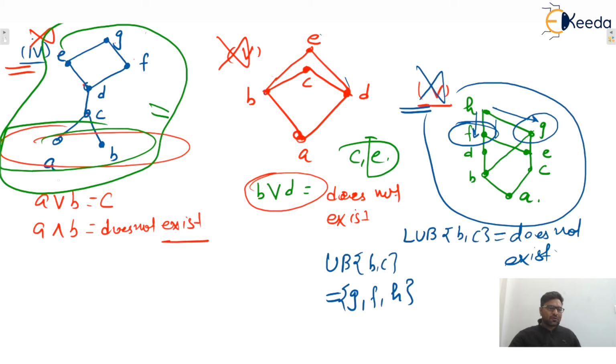Why? Because these types of elements will be there, yes or no? If greatest and least elements are not there for any Hasse diagram, then that Hasse diagram will not be a lattice. But this doesn't mean that if a Hasse diagram has greatest and least elements, then it will be a lattice. No, then we need to check.